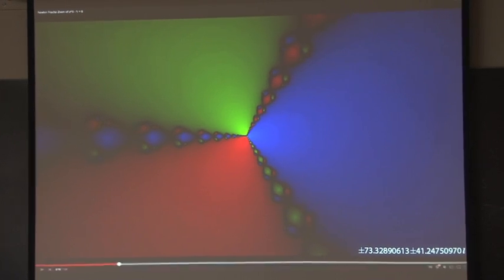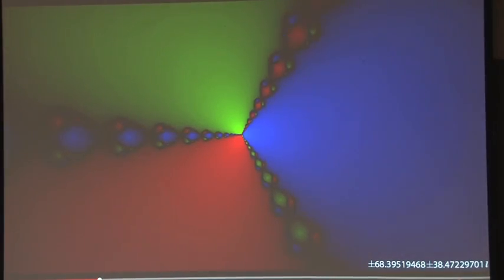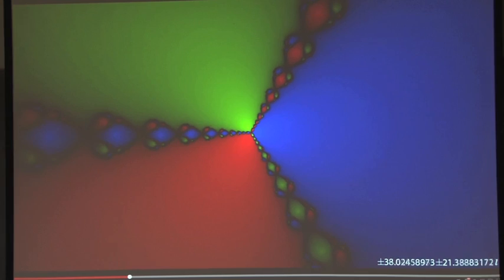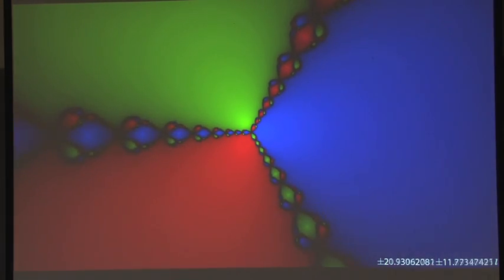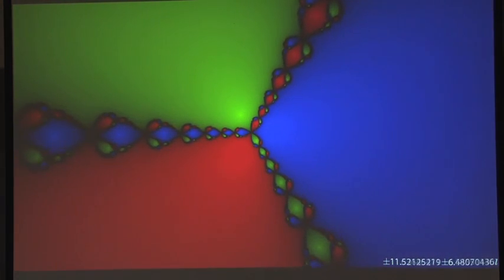And so what I'll do is I'll play the movie for a little bit. It's not that long of a movie. And you see that as you zoom in more and more and more, you keep seeing essentially the same thing.